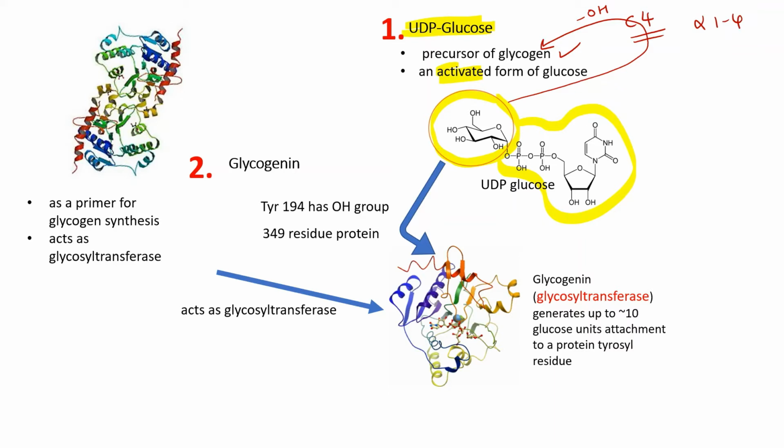Mula-mula kita kena kenal pasti di mana dia akan terikat. So therefore, we need a primer as a base to a glycogen structure. We need a base for it. So what is the base? So this is a protein structure called glycogenin. It functions as an acceptor of the first glucose molecule. So this is also actually an enzyme. We call it glycosyl transferase enzymes that will polymerize the first about 10 glucose molecules.